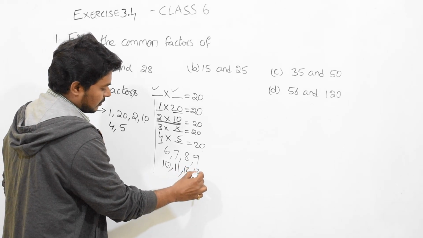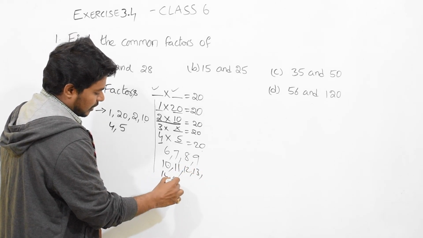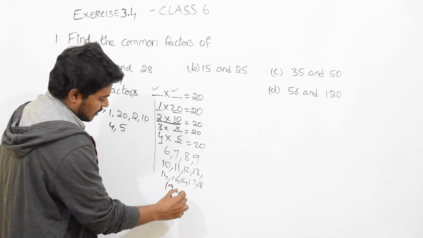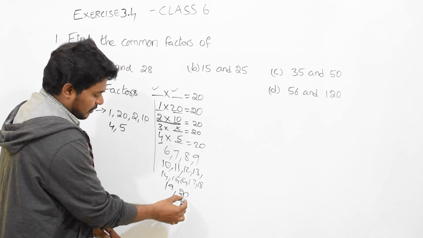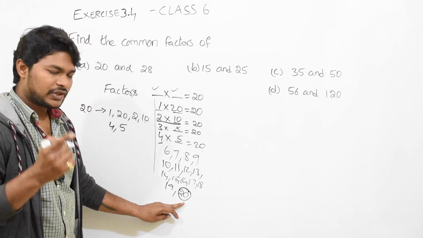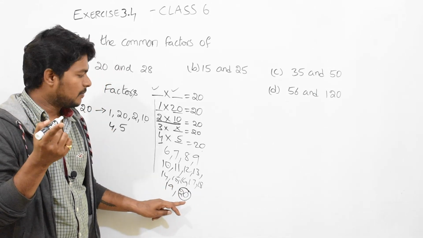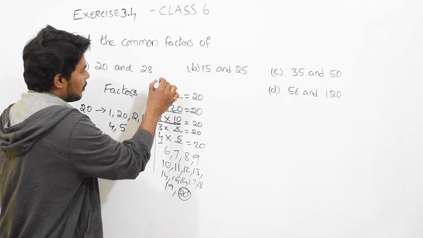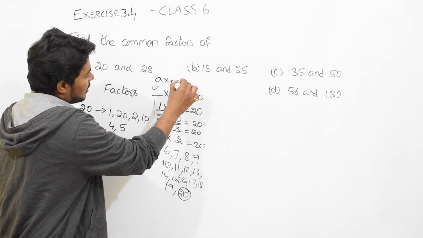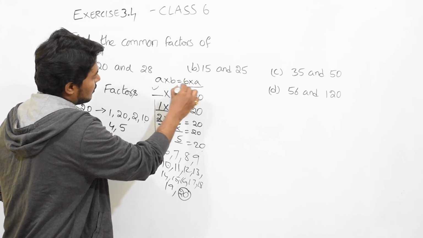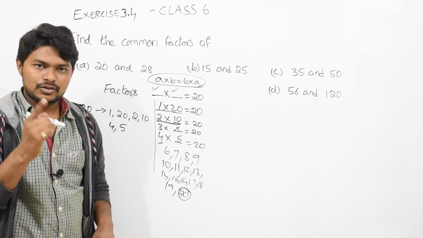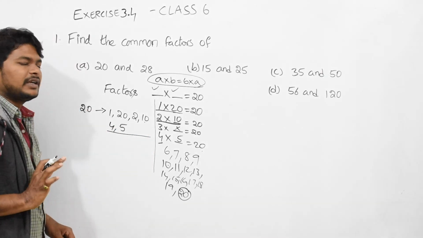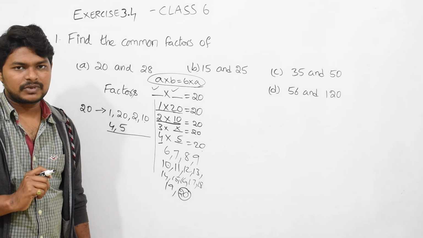11, 20 will not come. 12, 20 will not come. 13, 20 will not come. 14, 15, 16, 17, 18, 19, 20. Here in 20, 20 into 1 equal to 20 will come, but here already written 1 into 20. In maths I already told you A into B equal to B into A. So only these are the factors for 20. Now you understand the concept?